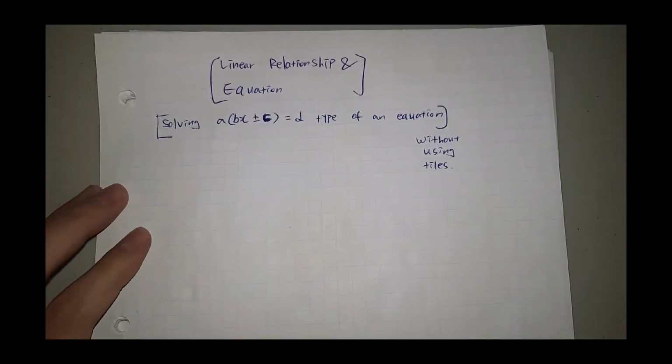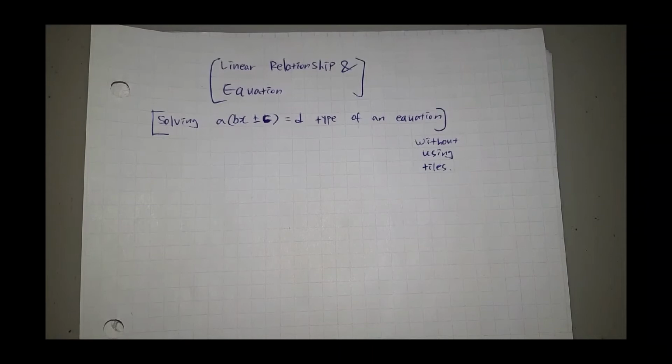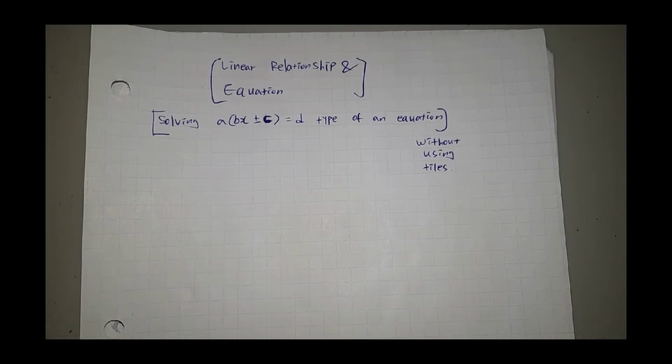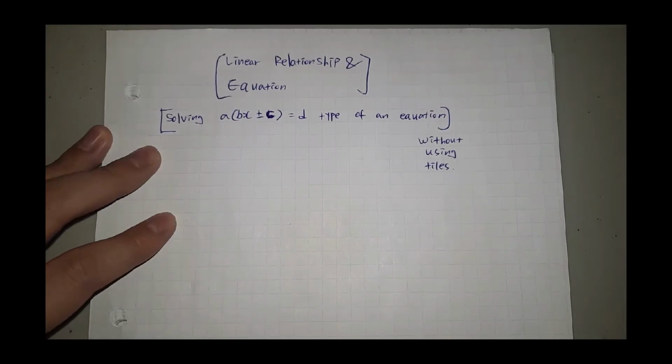Welcome back, Math 8. Today we are going to solve our complex algebraic expression, which is a monomial outside of a binomial bracket, if you will, that is equal to some integer number. Just giving you a little bit of a recall.